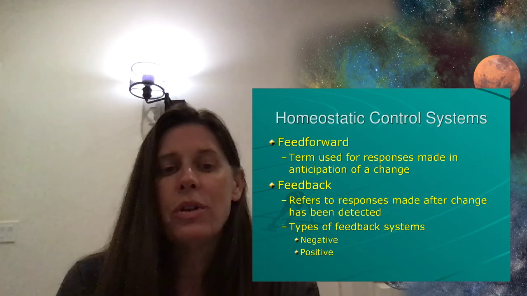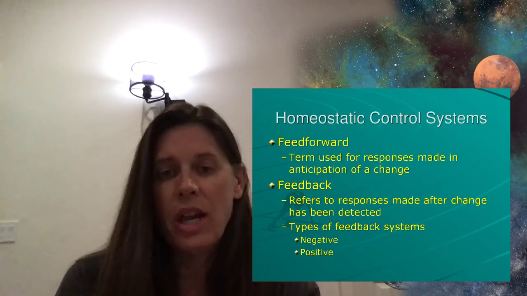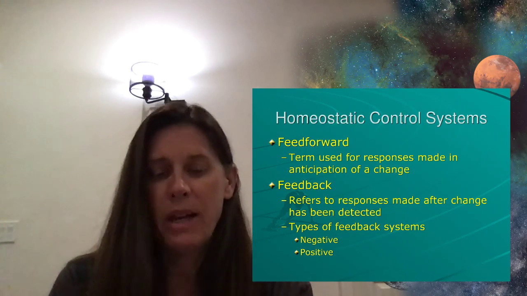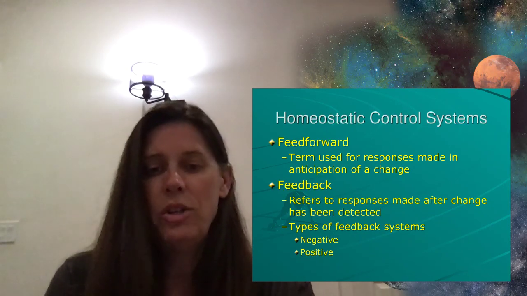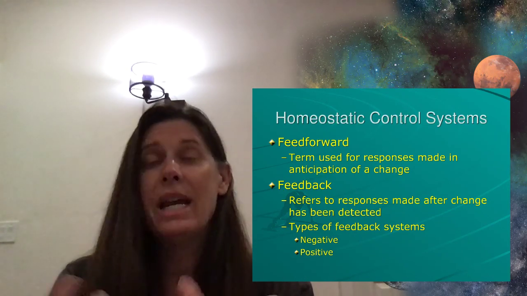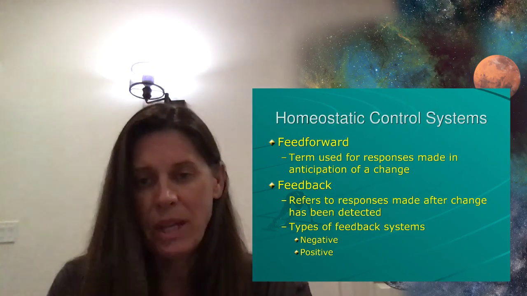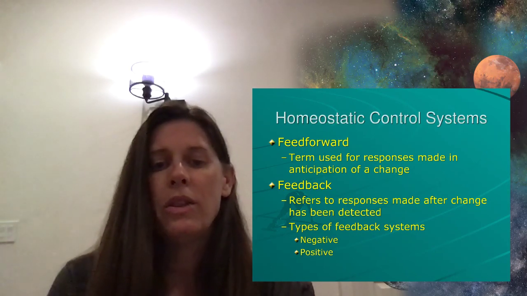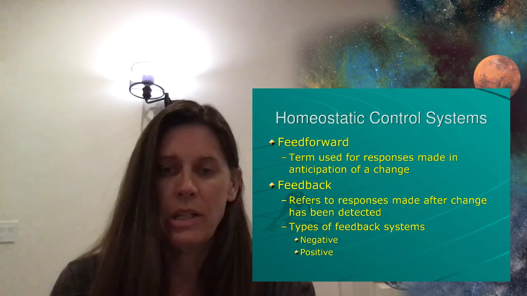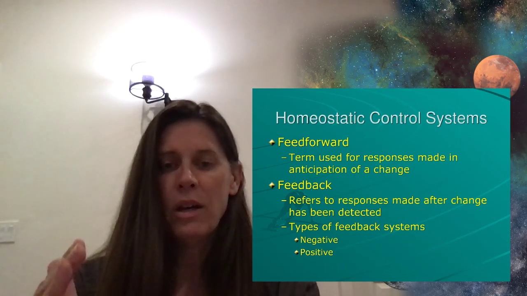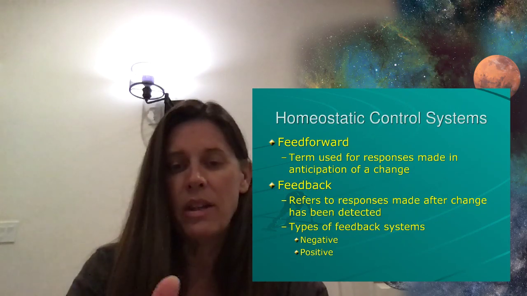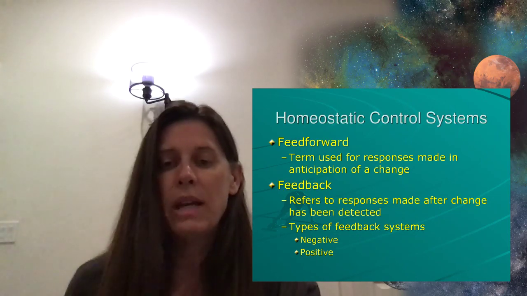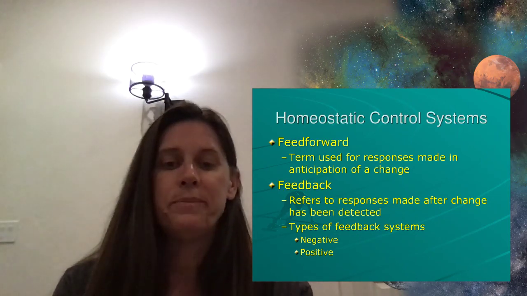Feedback refers to responses made after the change has occurred and it's been detected. Okay, so we're going to discuss two types of feedback systems, negative and positive. Now, usually we think of negative as something bad, and positive as something good. That's not how this is being used here. Negative is referring to the reversal of an original situation. We mentioned temperature increasing. We're going to do things to decrease it. That's a reverse of the original situation. Okay, and that's the main mechanism that we use to control homeostasis.